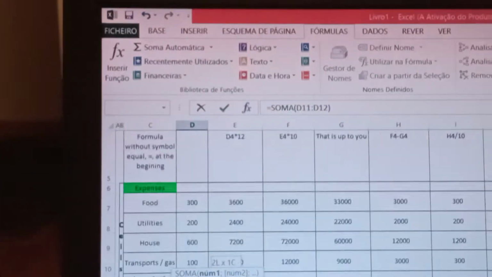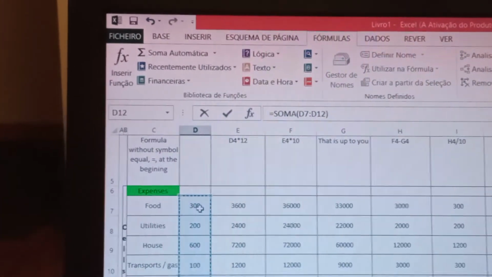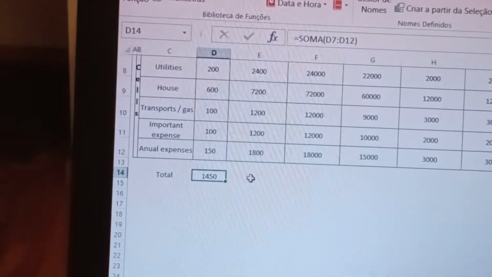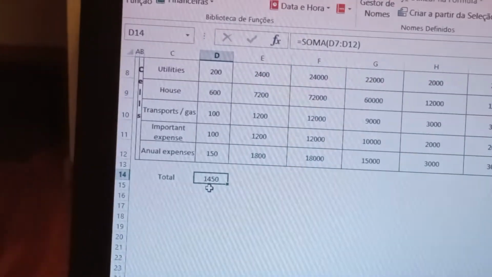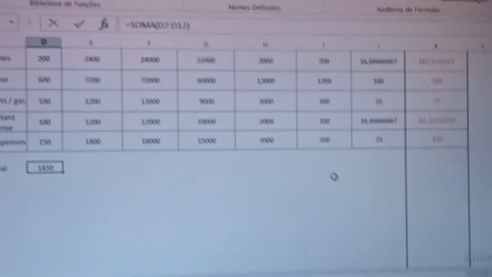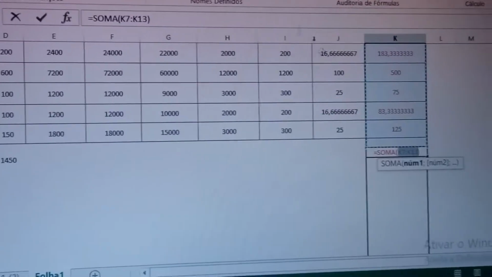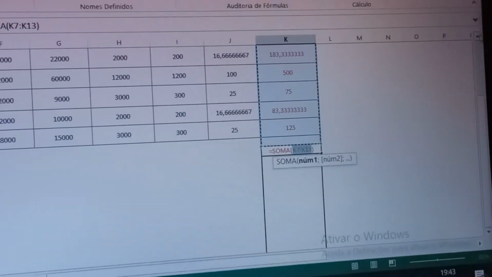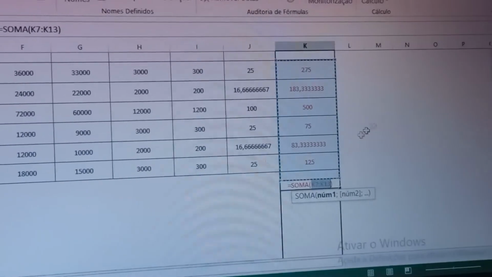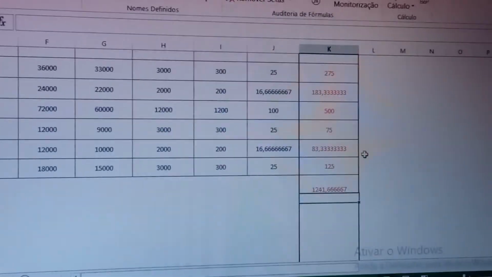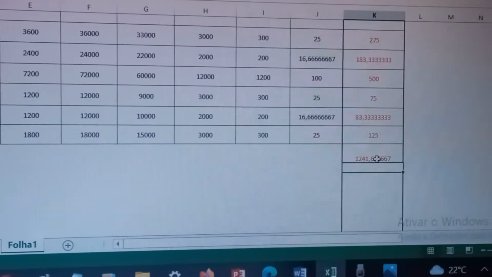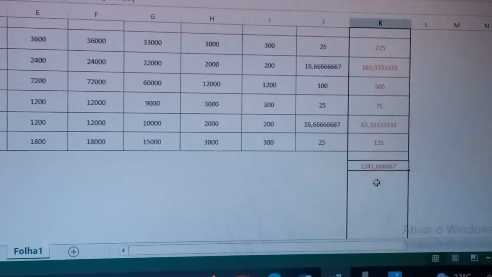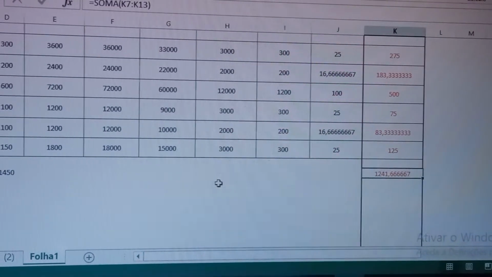Thank you. Trying to look at, here it is. Okay, this is how much I am spending currently. I'm not, thank God. 1,450. And if the budget is changed for these new amounts, this would be the new amount. So 1,241. By the way, let me just find out the difference.